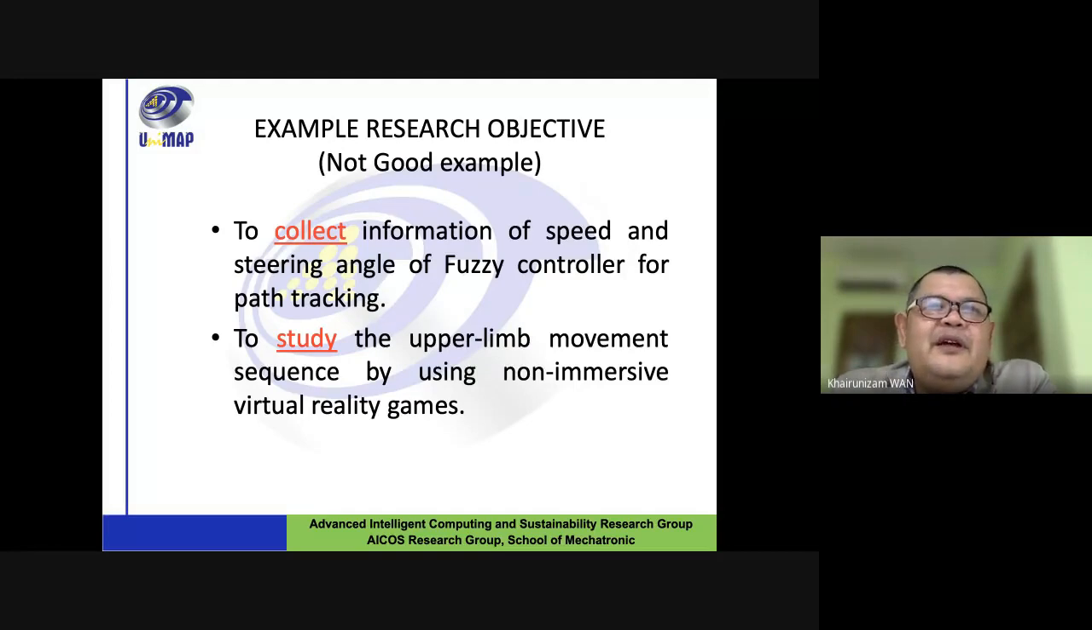Also the same goes for to study. You can study the upper limb movement, but how to measure it technically? Cannot. You can study it, but how to show the result of your study? Probably it can be measured, but it's not technical. For example, how many papers related to this project that you have read. You can write the results, but it's not technical.